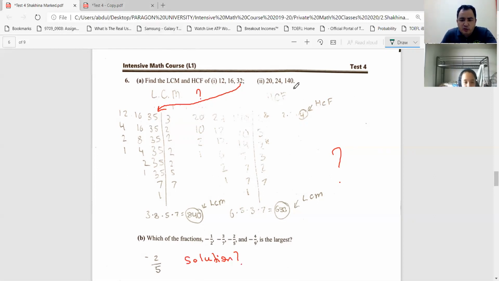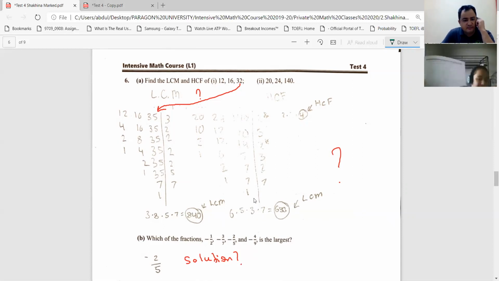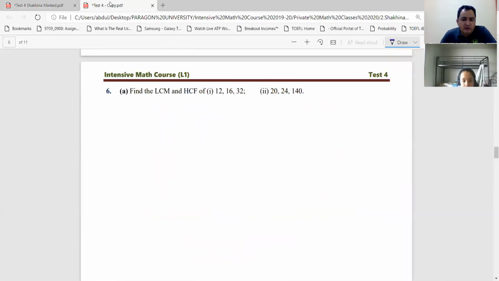And also this one: 20, 24, 40. What is the solution of the second one? Oh, here. I think it is... Oh, that's also wrong, Shahina. This very easy question is wrong. We need to answer two things, right? LCM and HCF, the least common multiple and the highest common factor. If we need to find both, how do we do that?